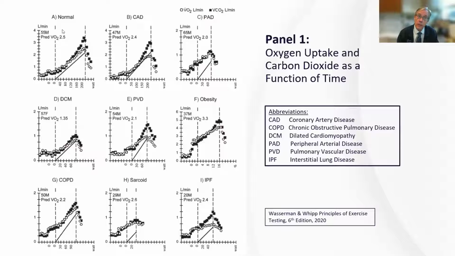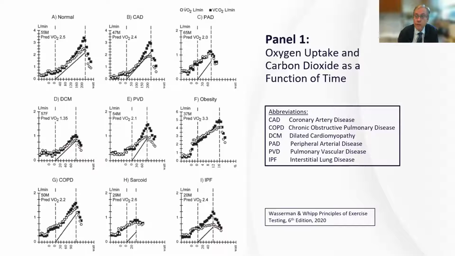So this is a group of normal in the top left, coronary artery disease, peripheral arterial disease. This is a cardiomyopathy, heart failure. This is pulmonary vascular disease, obesity, COPD, sarcoid, and interstitial lung disease. So this is a nice sort of sampling. It doesn't guarantee that whatever's in front of you actually matches up to one of these, but it starts you on sort of the right course. And so if you're a visual learner like I am, that's great. There are other ways to do this, which are what we call flowcharts.